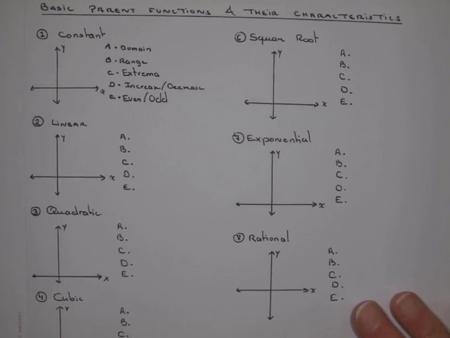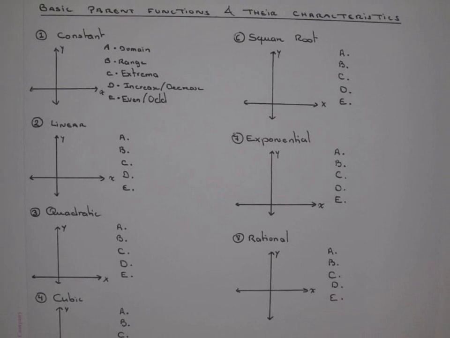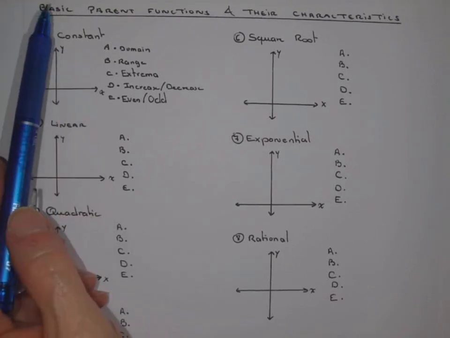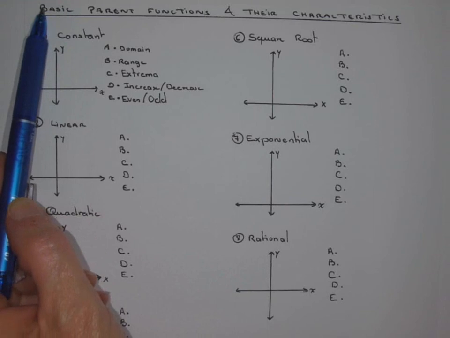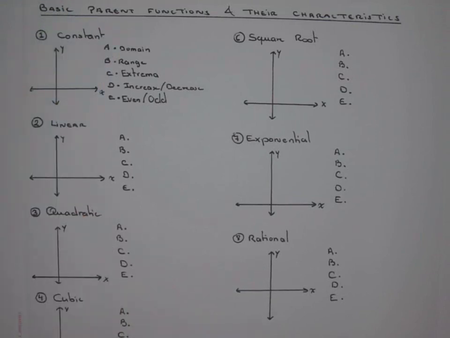So we're not going to look at all of them. We're going to leave out the asymptotes, discontinuities, etc. And we're looking at some basic parent functions. And again, I have 10 of them here. We're not going to look at all of them. We're just going to look at some of the most common ones.